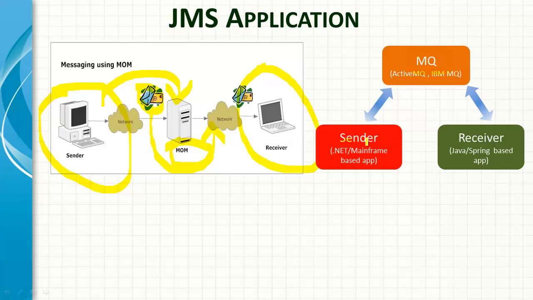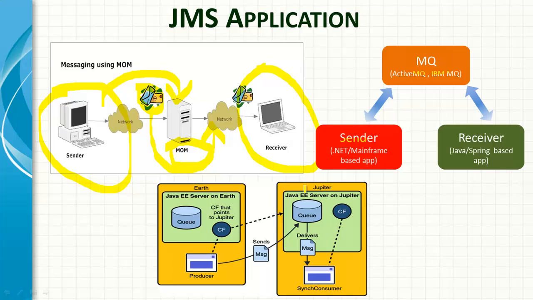What a sender does is, the promise is that we are loosely coupled and it supports all types of platforms. So the sender can be a .NET application or a mainframe based application, and the receiver can be Java or Spring based, and this receiver can send that information back to the sender as well. So this is a two-way communication which is loosely coupled. We can say it doesn't matter where the platforms are.